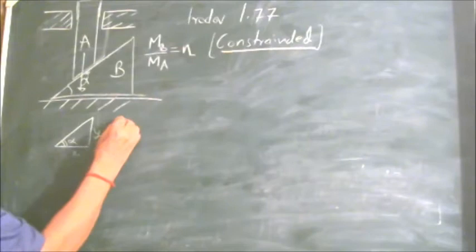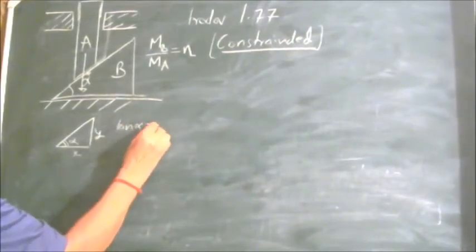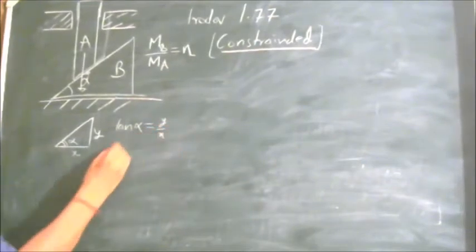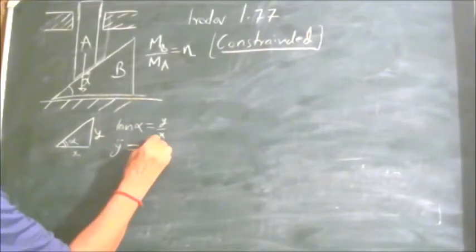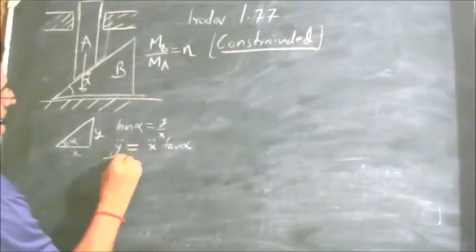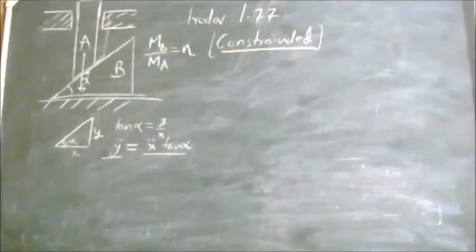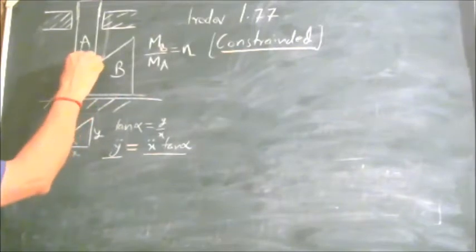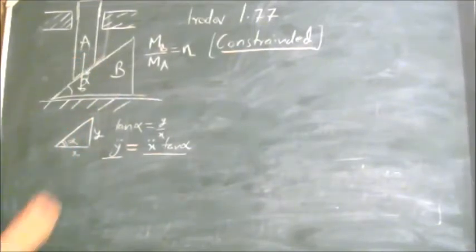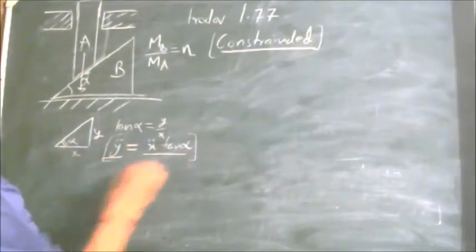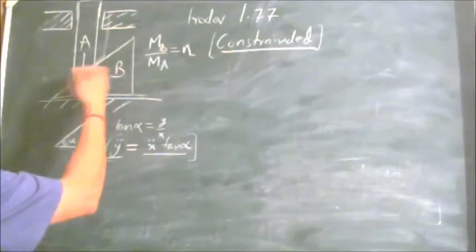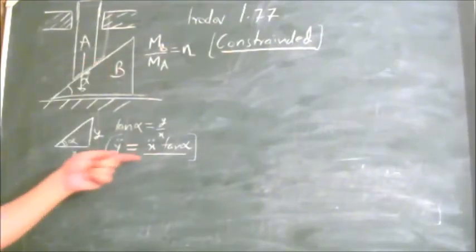So the relationship is tan alpha is equal to y upon x, or y double dot is equal to x double dot tan alpha. So this is the relationship between the acceleration of the block which is moving vertically and the wedge which is moving horizontally, and we are assuming that the point of contact is not broken at any moment. If the point of contact gets broken, this relationship will not hold. So we are assuming that contact is always there between A and B, and this relationship holds.